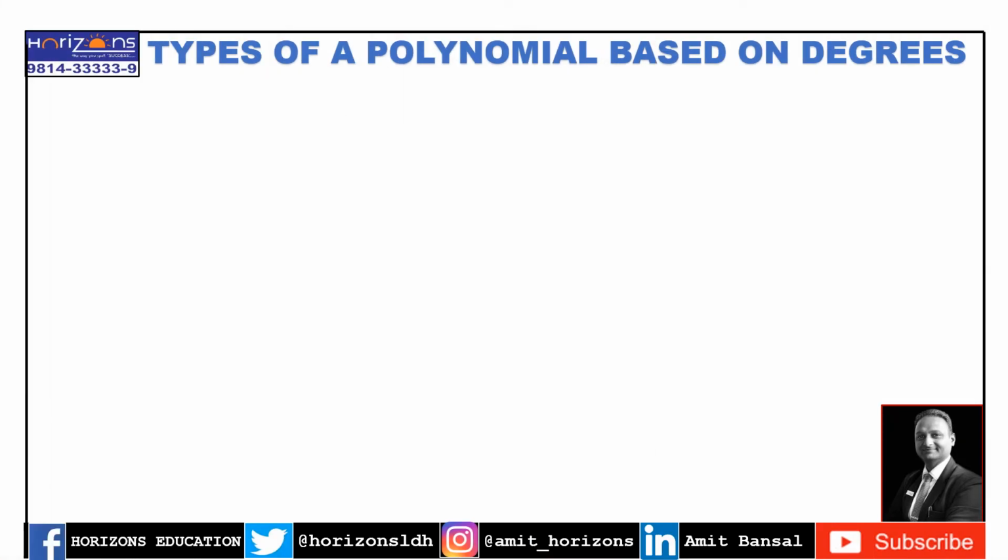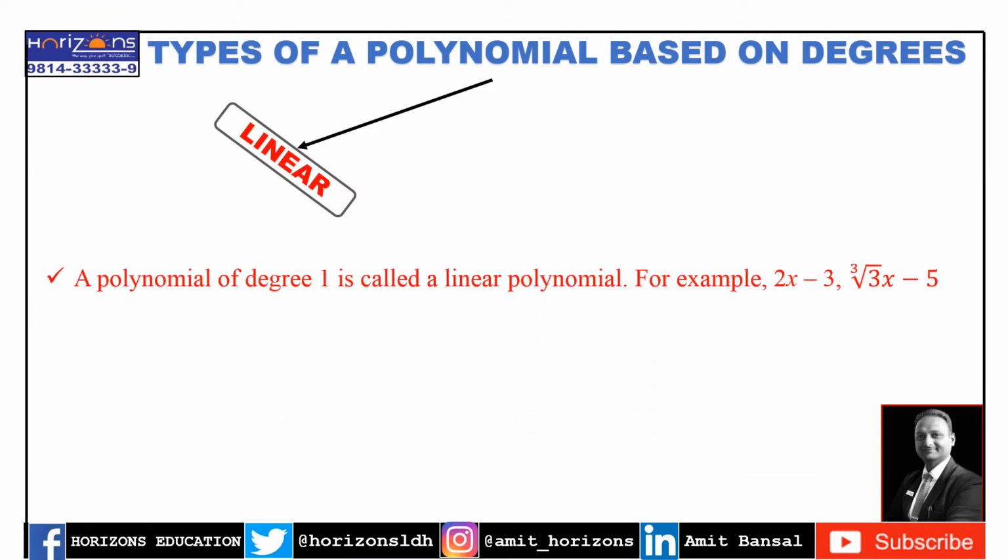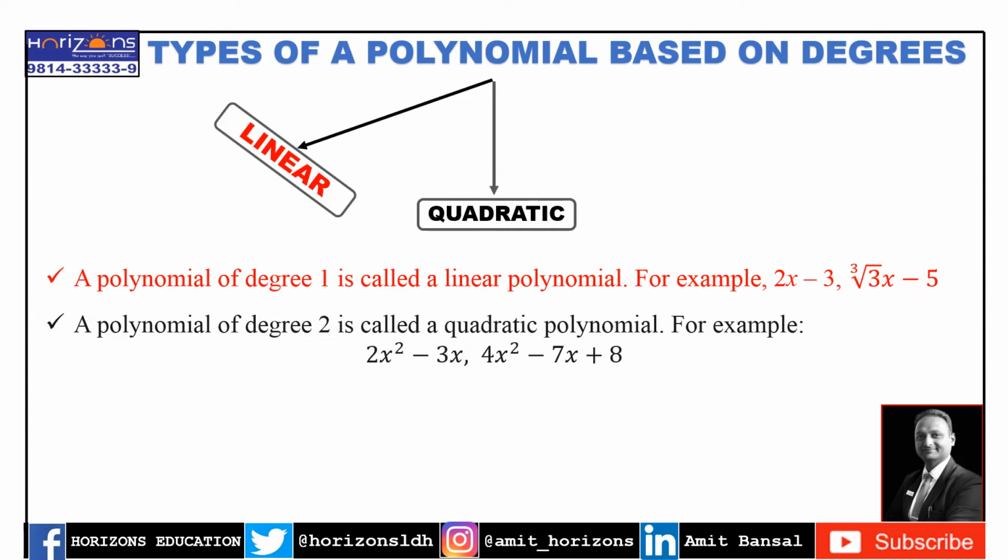What are the types of polynomial based on their degrees? Number 1, linear polynomial. A polynomial is called a linear polynomial if its degree is 1. Right, so 2x minus 3, cube root of 3 x minus 5. These both have the degree of x as 1, so they are called linear polynomials. A polynomial of degree 2 will be called a quadratic polynomial, for example, 2x square minus 3x.